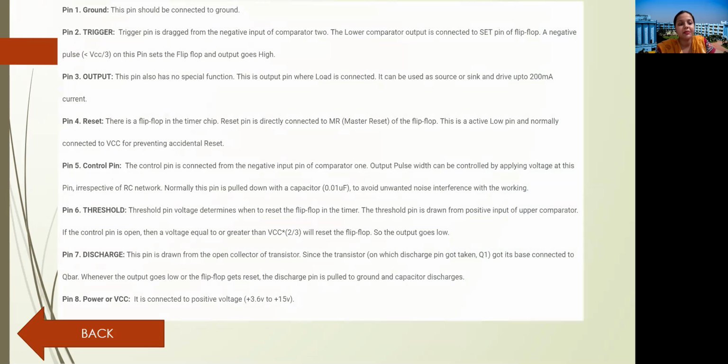These are the pin description that I have already told you. You have to remember all these diagrams and this pin description. This is 7 to 8 marks itself a question.